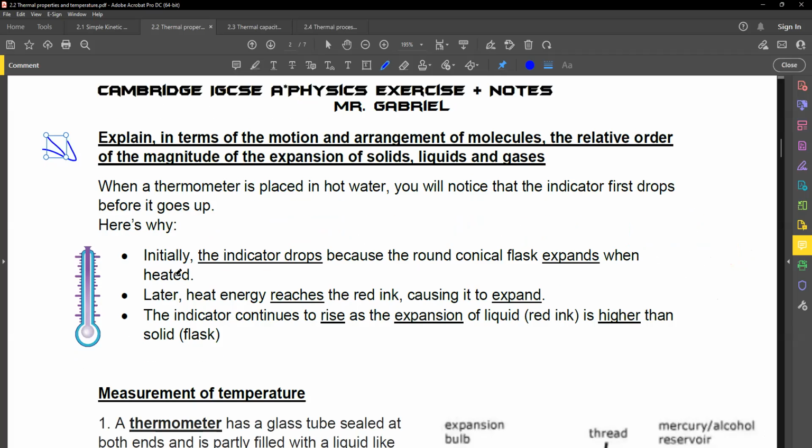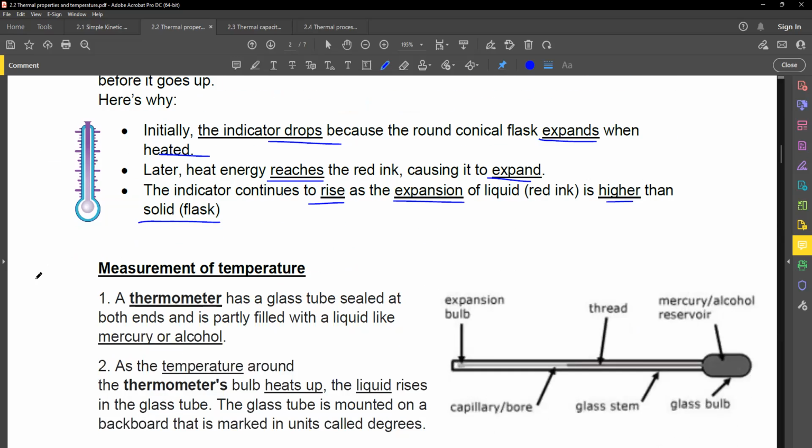So if you look at the statements here, initially the indicator drops because the round conical flask expands when heated. Later, the heat reaches the red ink, causing it to expand. The indicator continues to rise as the expansion of the liquid is higher than the solid. Please make sure you understand this. It may come out, it may not come out, but it's always good to know, guys.